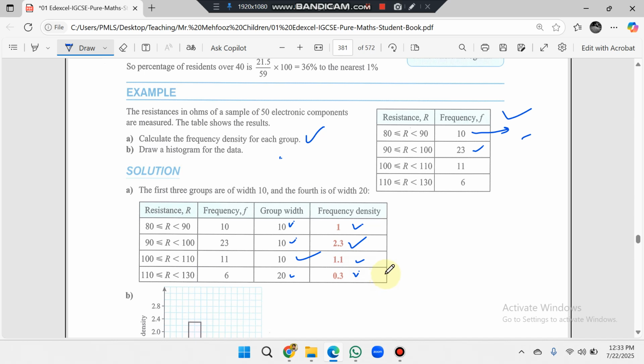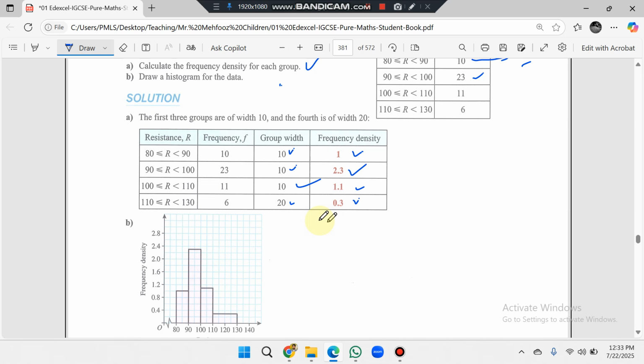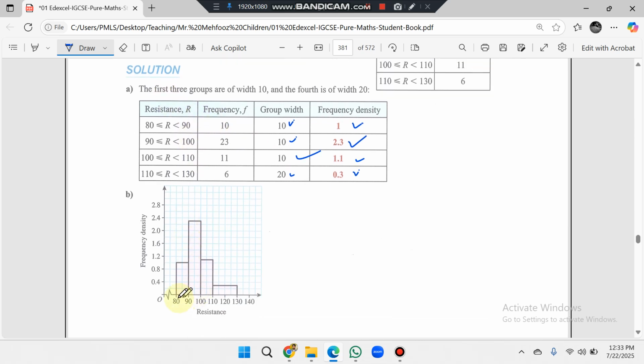Now the second step is we have to draw the histogram. So for histogram you can see that on the vertical axis we plot the frequency density. Secondly, we just use the ohm. So first of all, you can see that 80 to 90. So this is the patch of 80 to 90 and its frequency density is just 1.